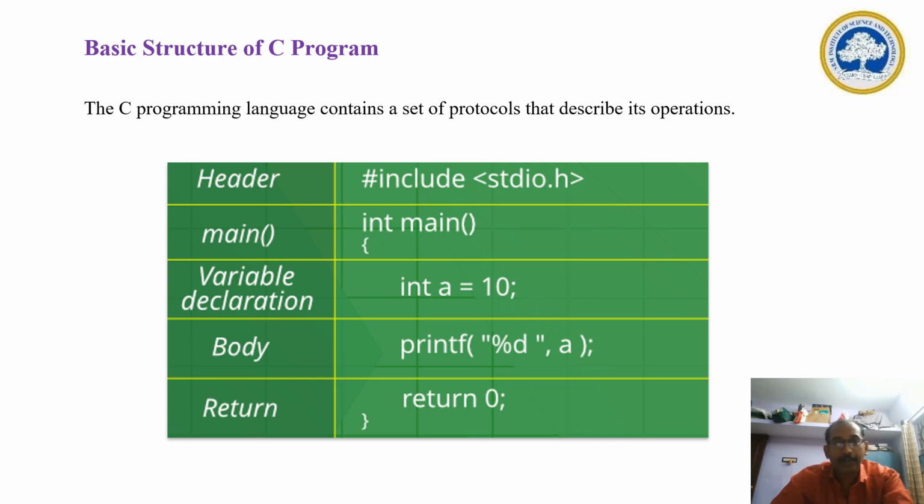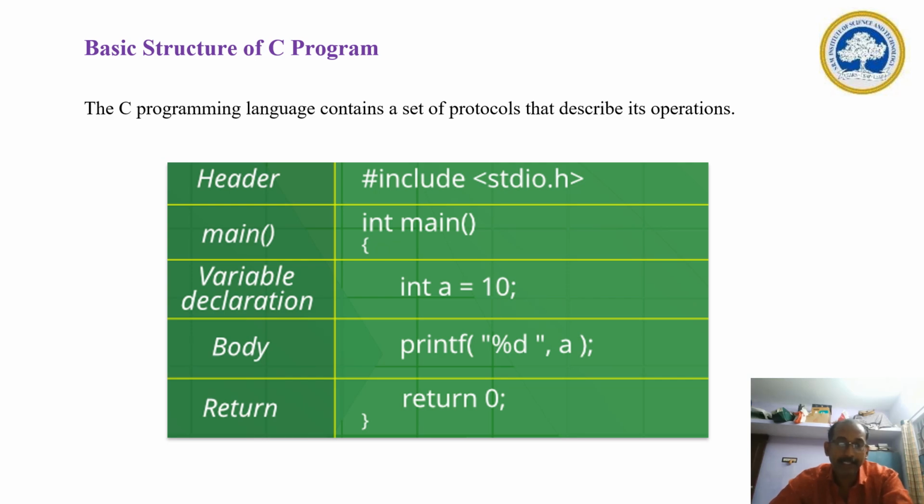Look at this basic structure of C programming. Any C program contains the header section. The header section consists of #include stdio.h. It means that it includes the header file of standard input-output, because the standard input-output header file contains printf and scanf, and so many other functions are available in it.